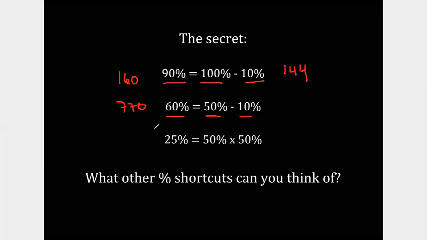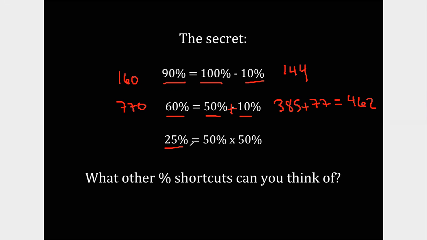And similarly, with 60%, I could take half plus 10%. So half of 770, well, this might take a little bit of thinking, but I know that half of 700 is 350, half of 70 is 35, so that's 385. And then I need to add 10%, I add 77. So that gives me 462.